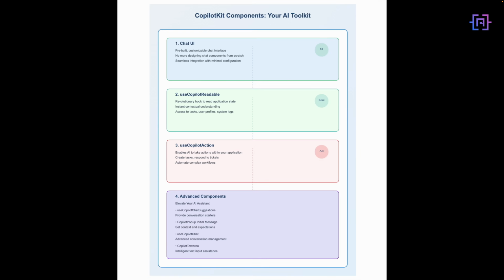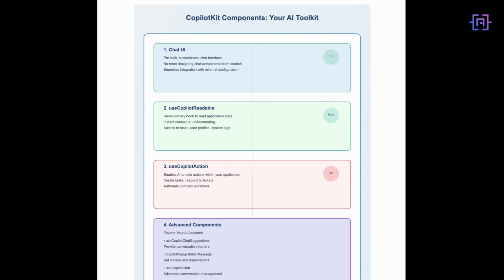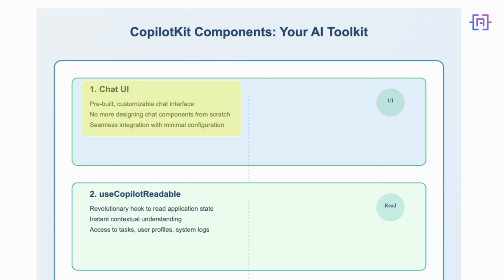Now let's dive into the core components of CopilotKit and see how they work. First, we have Chat UI, a pre-built customizable chat component that requires minimal configuration. No more designing chat interfaces from scratch. CopilotKit handles the heavy lifting.